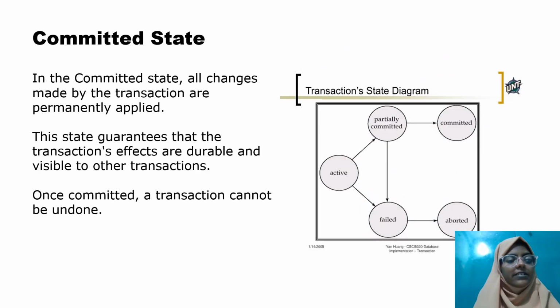The third main transaction state is the committed state. In the committed state, all changes made by the transaction are permanently applied. As we know, committed means permanent. This state guarantees that the transaction's effects are durable and visible to other transactions. Once committed, a transaction cannot be undone.